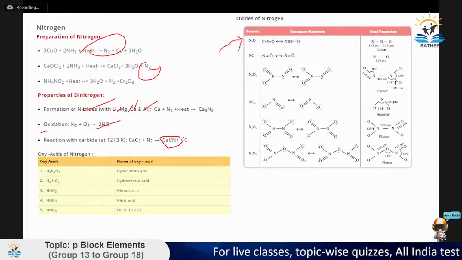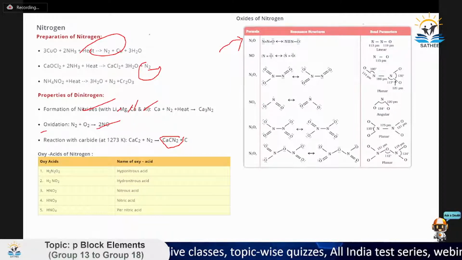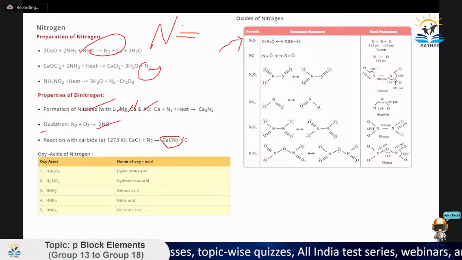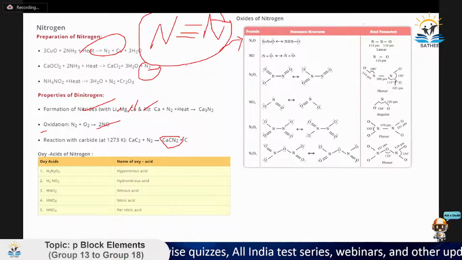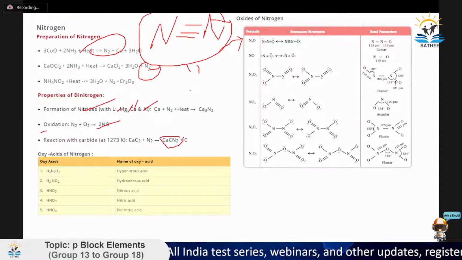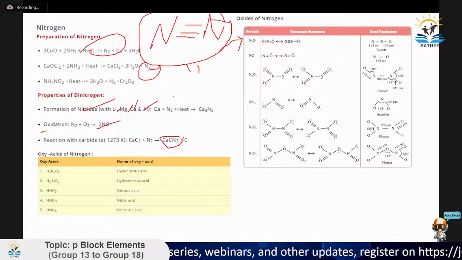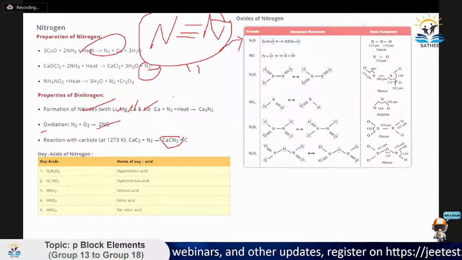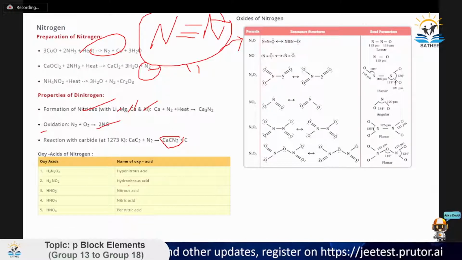and it reacts with carbide to form calcium cyanamide. Now in NCERT, they have given a reason for N triple bond N being a good description of nitrogen: why it has a high ionization enthalpy and why it forms a triple bond. So just see, two lines of NCERT are given at the start of dinitrogen.